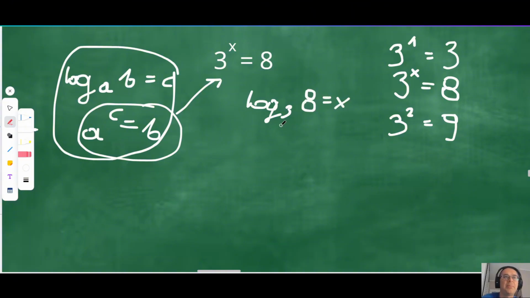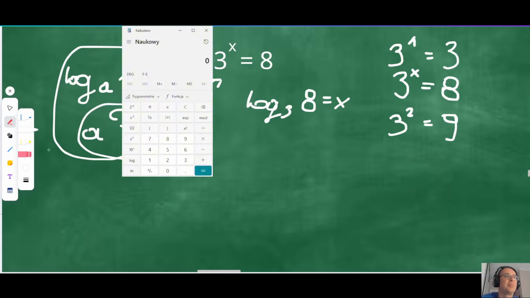The problem is that most calculators don't have logarithms with base 3. It's simply difficult to calculate. Let's look at our calculator. It also doesn't have a logarithm with base 3, but it does have a logarithm of sorts. This is called the common logarithm, a logarithm to the base of 10.